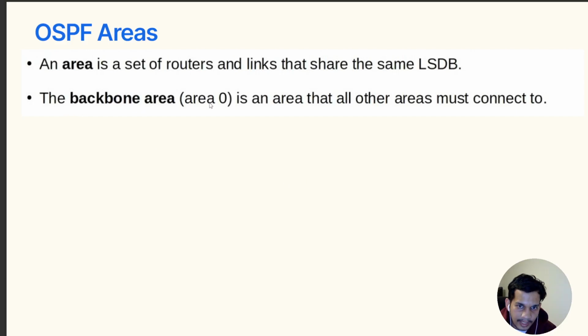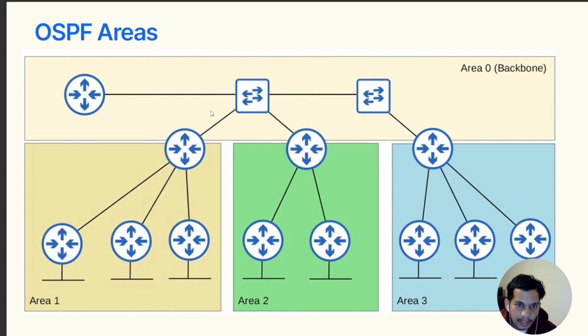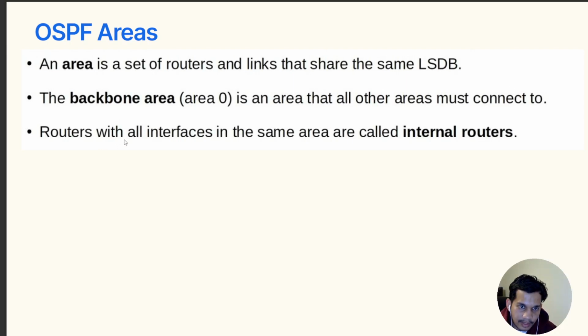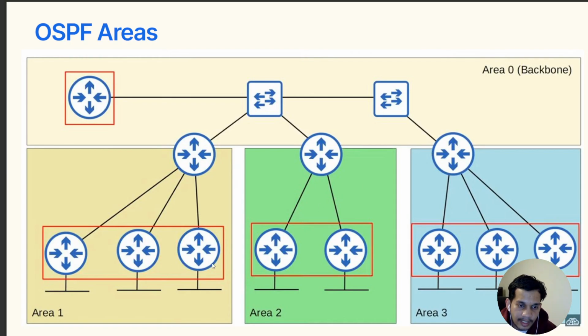The backbone area, area 0, is an area that all other areas must be connected to. So all the routers over here should be connected to the backbone area. You can see this router being connected to an area 1 router connected to an area 2 router, that's not valid. All the areas should be connected to the backbone area. Routers with all interfaces in the same area are called internal routers. Like in area 1 these 3 routers, area 2 2 routers, area 3 3 routers.